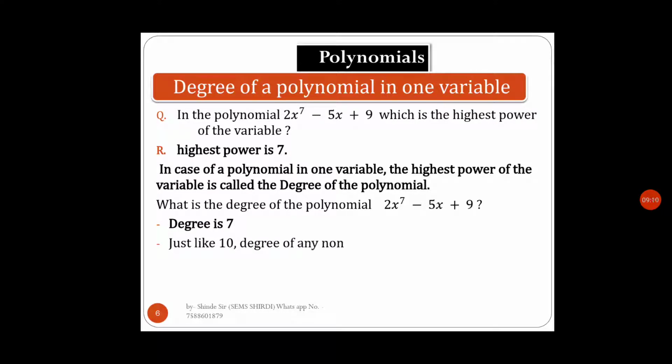Just like 10, the degree of any non-zero constant polynomial is 0. The degree of the zero polynomial is not defined.